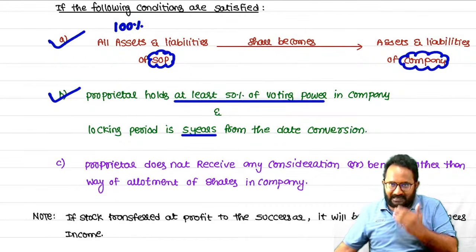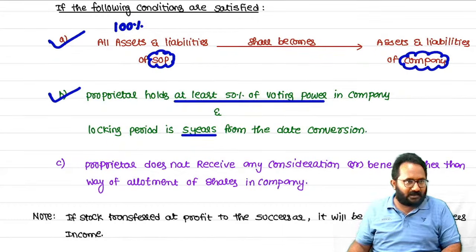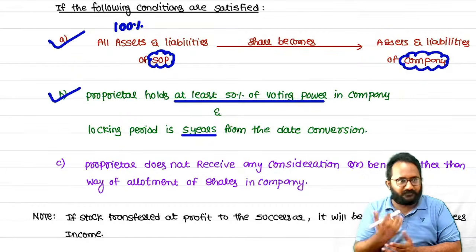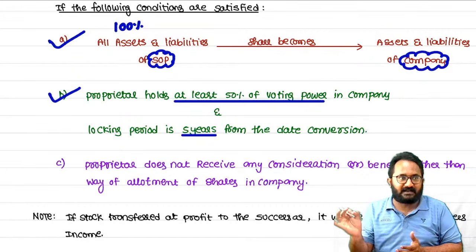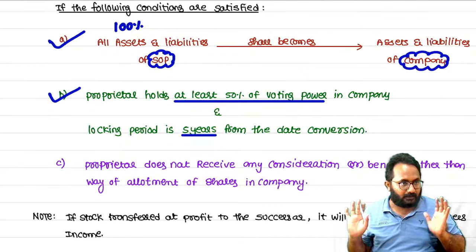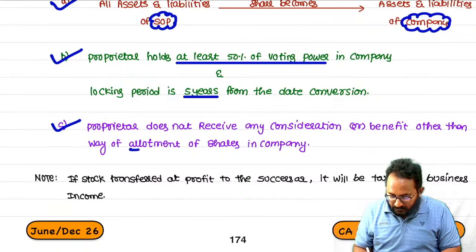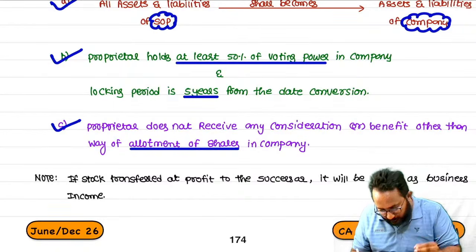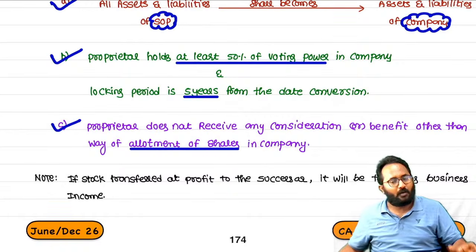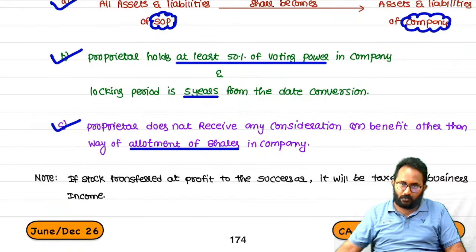So consequently, once this conversion is done, right? In the conversion, he has to receive only shares from the company and nothing other than shares. If he receives any cash or any other asset, the conditions are violated. Only he needs to receive what? Shares. Allotment of shares only. If anything other is received, conditions are violated. Understood our 3 conditions? Remember all of you.